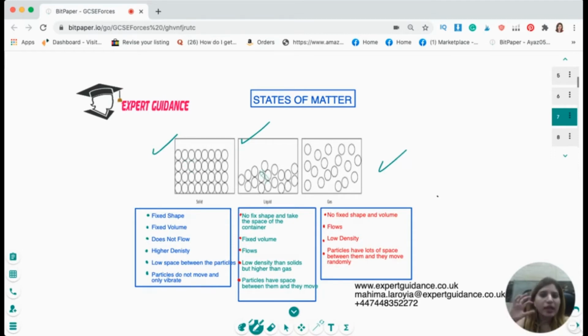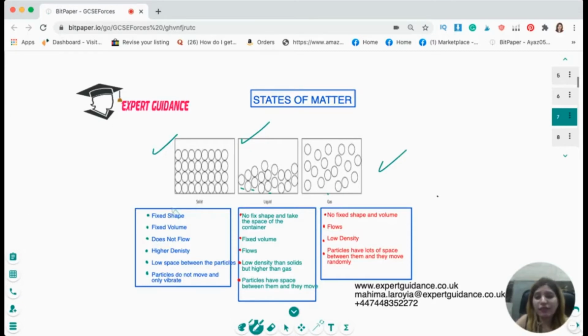In the liquid, the particles are at a little distance. So you can see the spaces between the particles are a little greater than in the solid, but not as much as that of the gas. And in gases, the particles are far away from each other. So on the basis of this particle model, each of solids, liquids, and gases has different properties. You have to remember these properties.